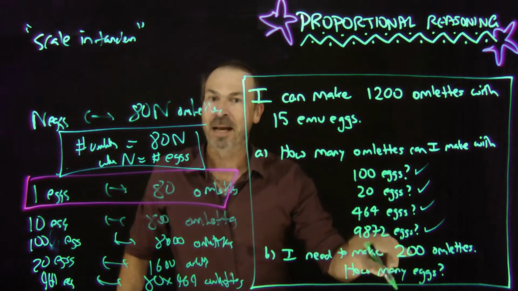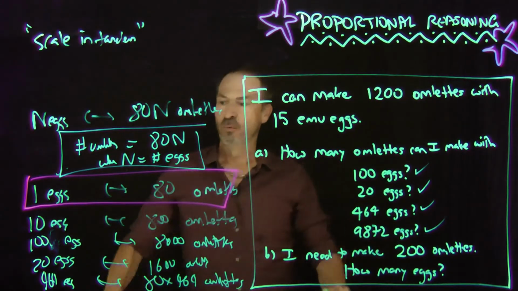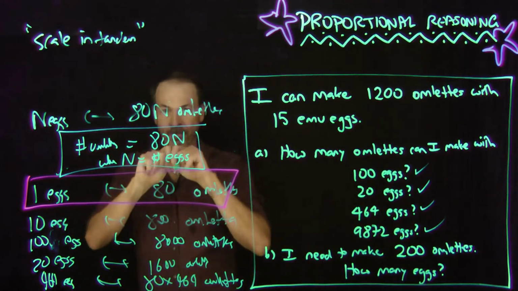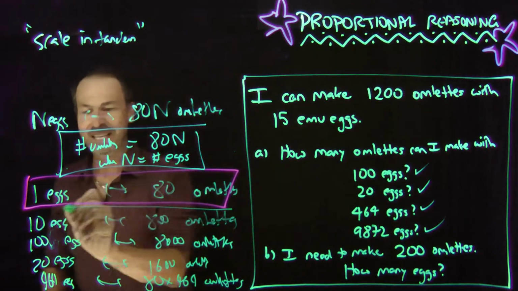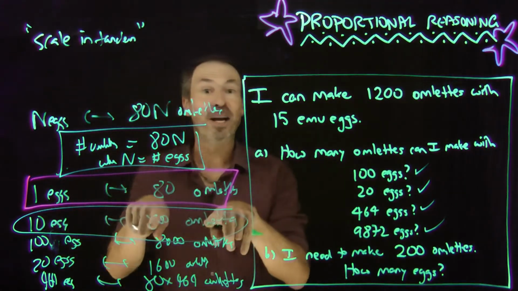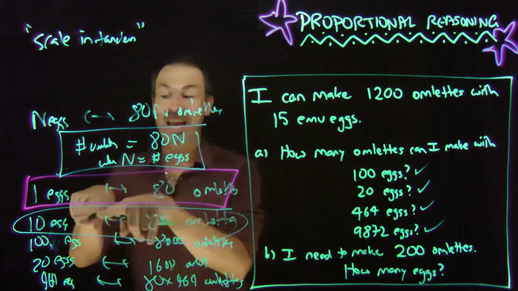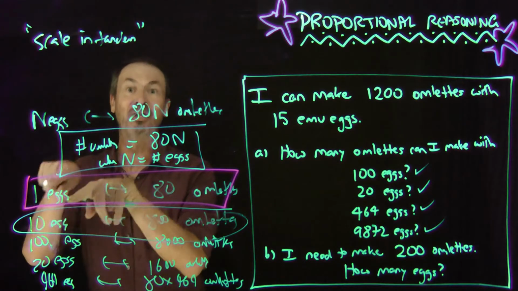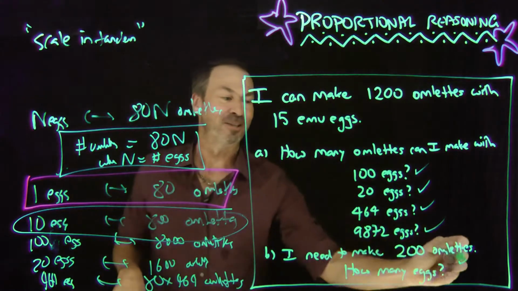Now, part B, I want 200 omelets. Rather than just the number of eggs, I now want to adjust the number of omelets. So what can I do here? Actually I can go to this one if you like, and say, 800 omelets is 10 eggs. What if I divided this by 4? In which case I need 10 divided by 4 eggs. 10 divided by 4, that's 5 divided by 2, that's 2.5 eggs. Bingo, I know how to solve that one.